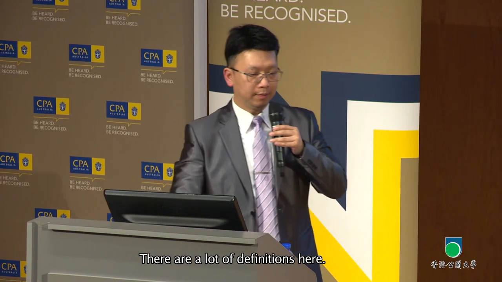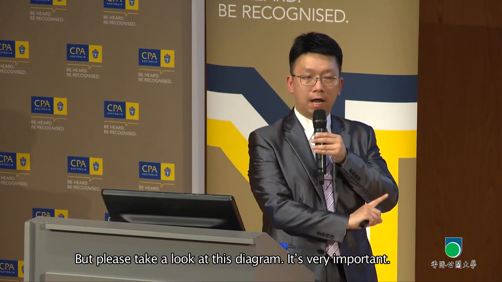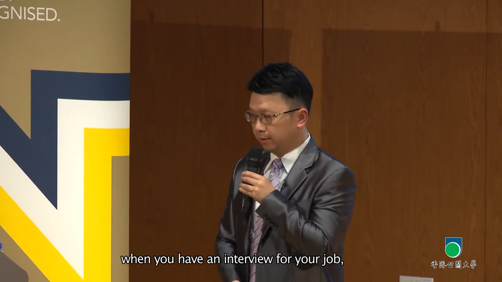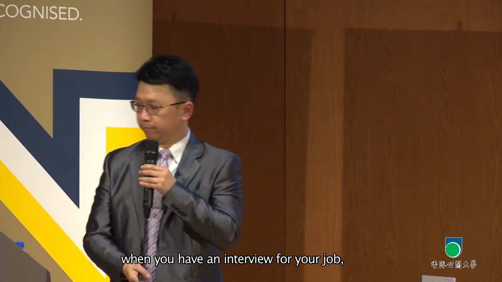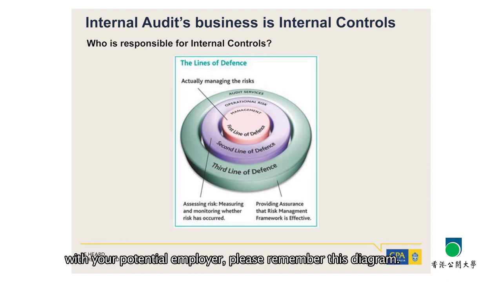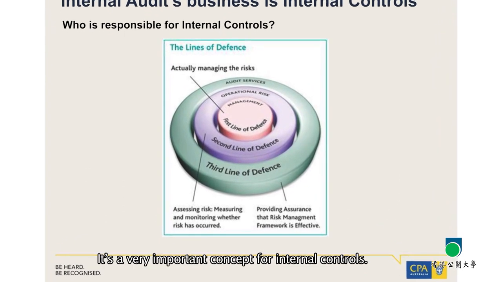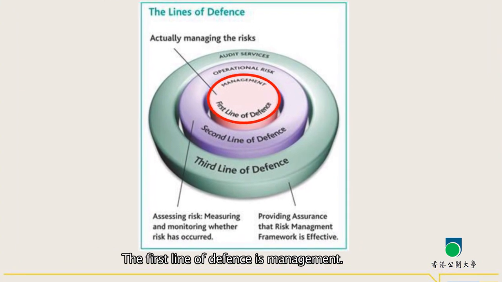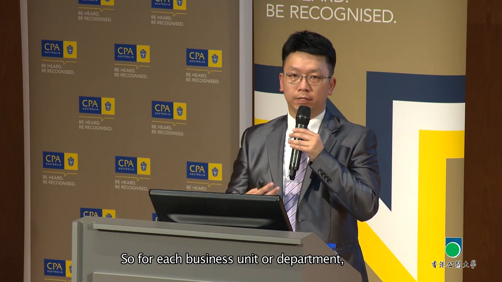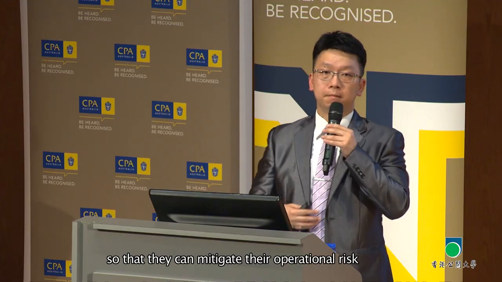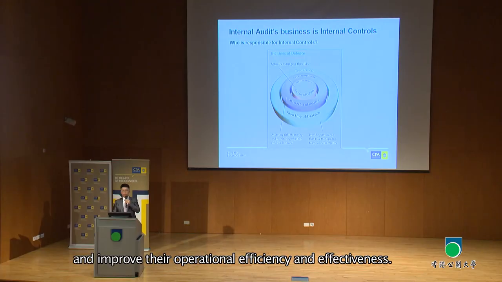There are a lot of definitions here, but please take a look at this diagram. It's very important. No matter whether you are finding an internship or having an interview for your job, when you talk about internal control with your potential employer, please remember this diagram. Three lines of defense. This is a very important concept for internal controls. The first line of defense is management. So each business unit or department has to establish their internal control framework so that they can mitigate the operation risk and improve their operation efficiency and effectiveness.